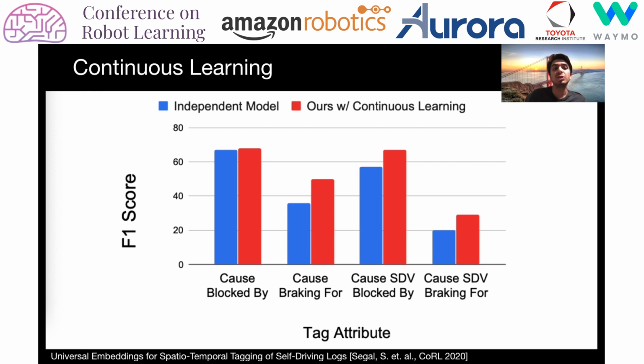Ideally, models should also support continuous learning, in which new attributes can be added at later stages of training. We introduce 4 new attributes related to vehicle-to-vehicle interactions and show that adding these attributes to our trained model can boost performance by up to 45% compared to independently trained models for each attribute.